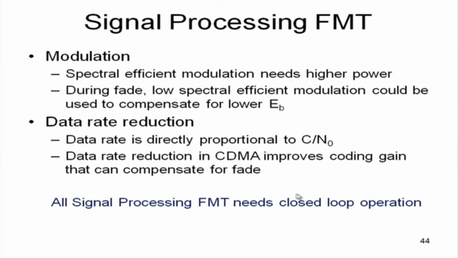Now if the hub changes the modulation, coding or the data rate suddenly, the remote terminals do not know. So the remote terminal should know when to change, and also what quality is reducing at the remote terminal has to be monitored first, and then the change has to occur. So therefore there has to be closed loop operation between the hub and remote terminal, or remote terminal to remote terminal, for all signal processing FMT.